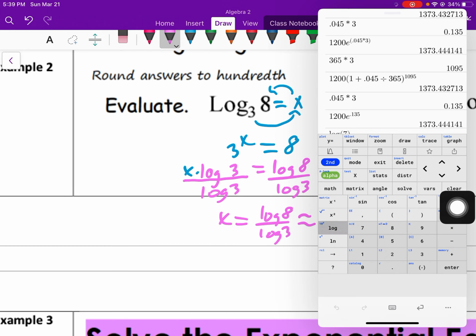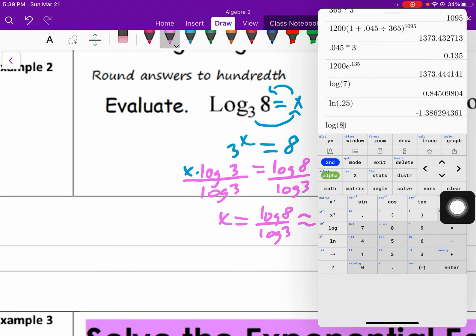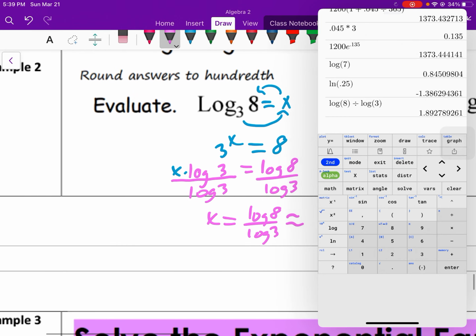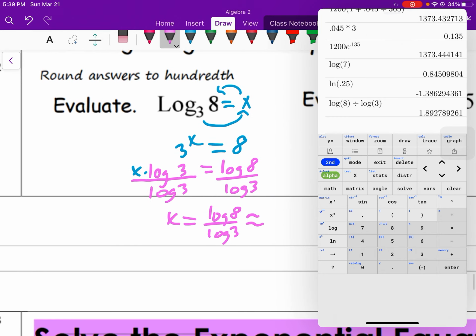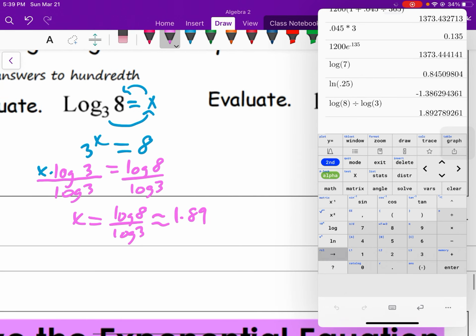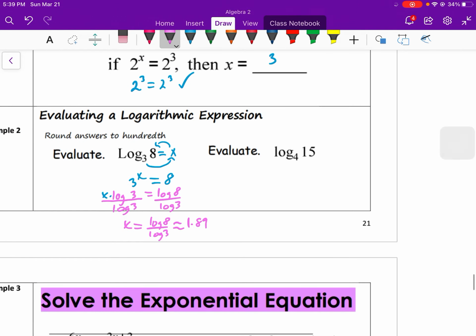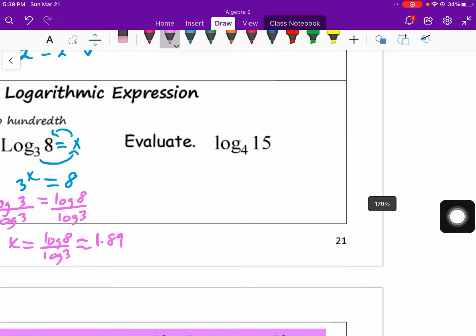So we have log of 8 divided by log of 3. It's approximately 1.89 to the nearest hundredth. And typically we'll want it in this form, but we're just showing approximations here for evaluating.